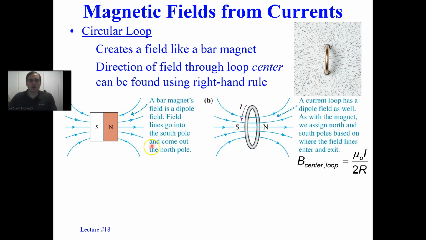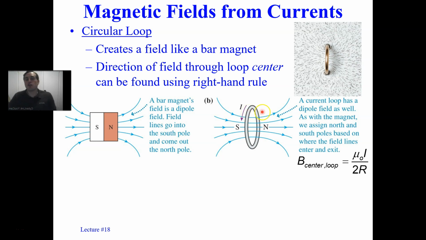Okay? So let's make an analogy. If you have a bar magnet, the magnetic field lines go from south to north and then out of north back into south. So the bar magnet's field is a dipole field. The field lines go into the south pole, come out the north pole. Now in the same way, if this wire here is having current going around like so, where if you view it from the right-hand side, it looks like it's going counterclockwise.